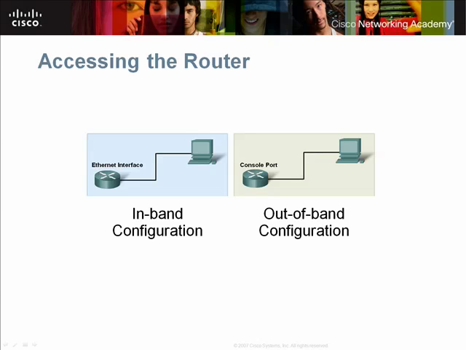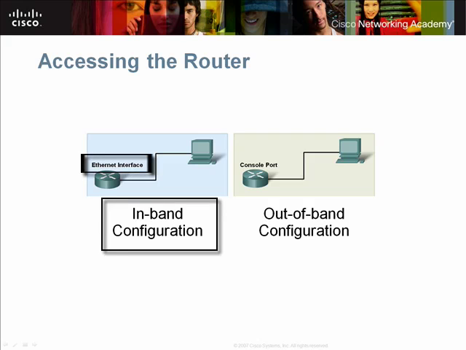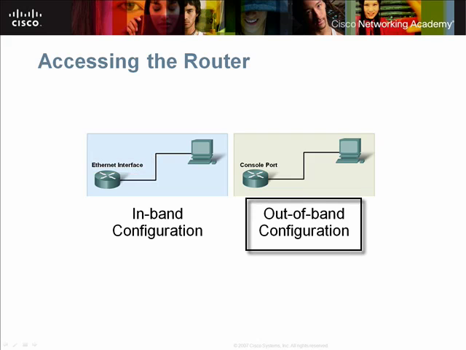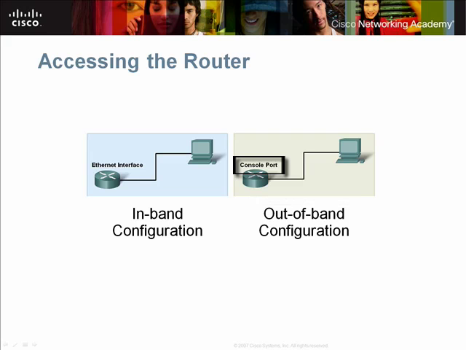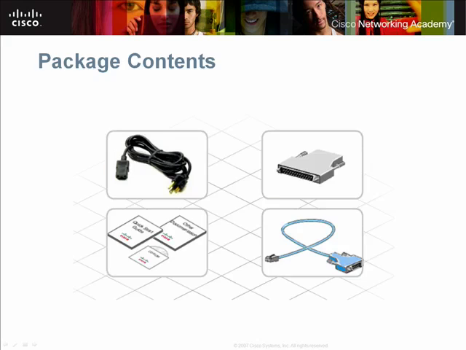There are many ways to access and configure a router, each of which can be classified as in-band or out-of-band management. When using in-band management, commands are sent from a computer, over a network, and enter the router through one of its network interfaces, a serial or Ethernet port, for example. When using out-of-band management, configuration commands are sent from a directly connected computer to the console port of the router. The console port is not a network interface. It does not carry network traffic.